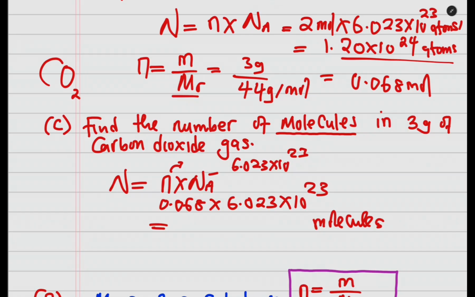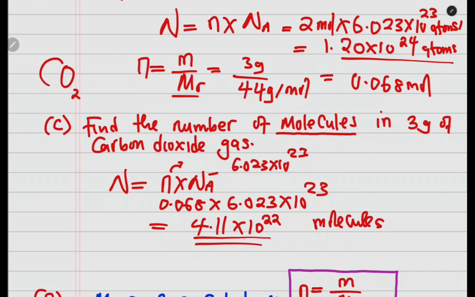So multiply 6.023 multiply 10 to the power 23. And I hope you know how to operate the calculator. For this one, it is giving me to the power 22. So 4.11 multiplied by 10 to the power 22 molecules. So that is what it is giving me.